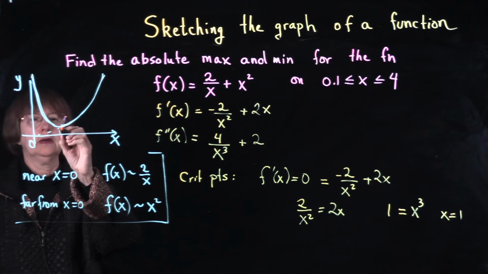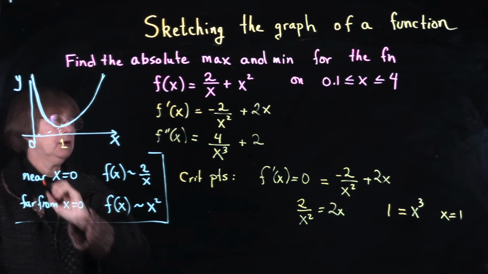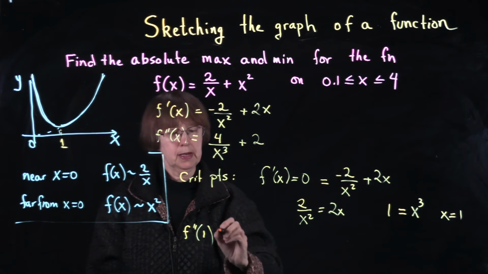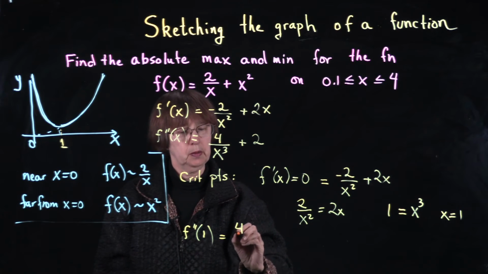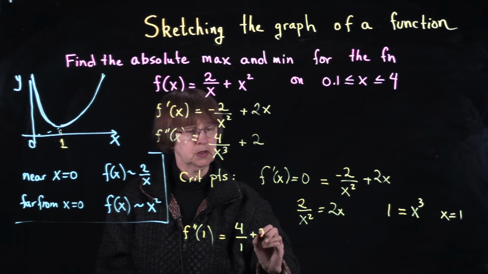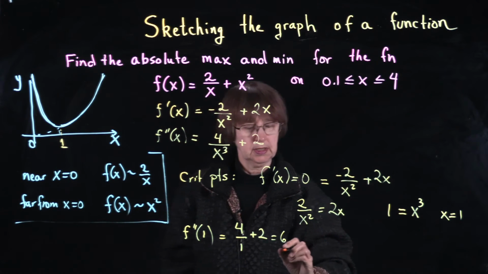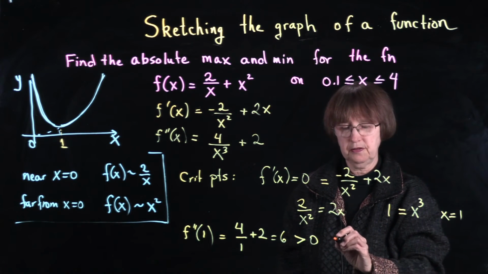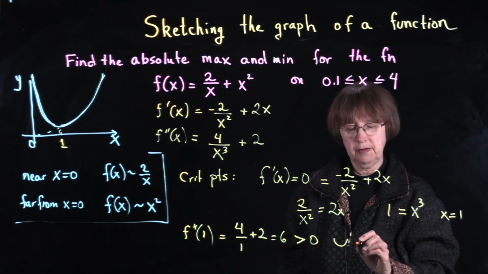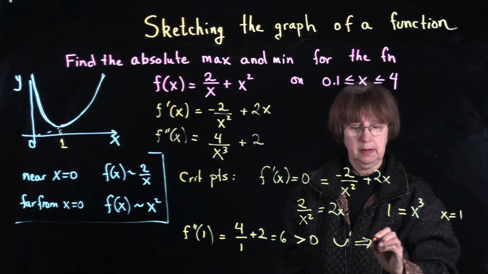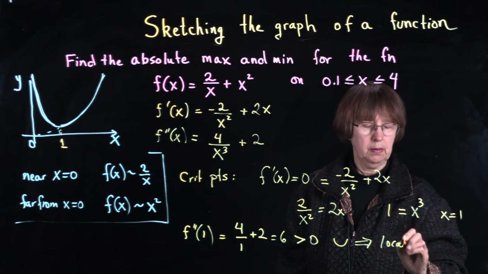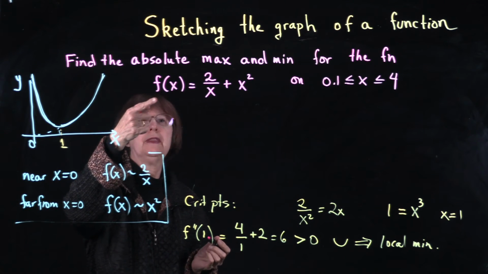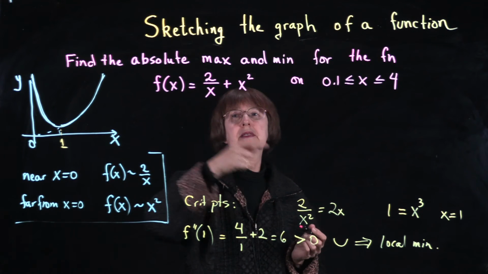In fact, that's going to be this point right here that we've already identified, and when we look at the second derivative and plug in x equal 1, we get 4 plus 2, which is 6. This is positive, and therefore this tells us that the function is locally concave up, which implies that we've found indeed a local minimum.